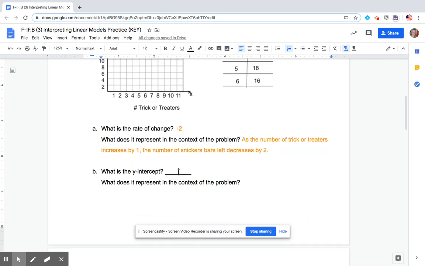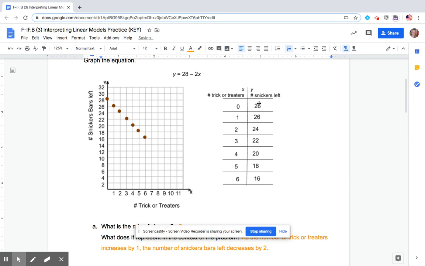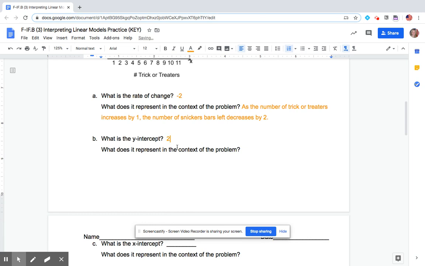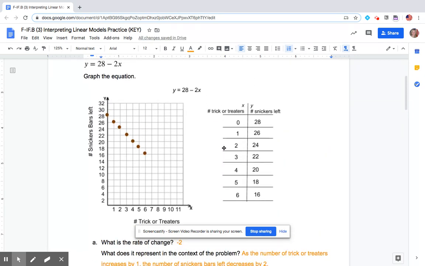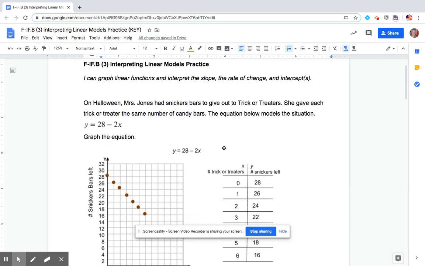And what is the y-intercept in this problem? Well, I can find my y-intercept in my table of values. It's the number that corresponds to 0. I can also find it in my graph. It's the dot that goes through the y-intercept. So 28 is my y-intercept. And what it means in the context of this problem, as you know, to begin with, there were 28 candy bars. In other words, it's called the initial value. That's how I interpret that linear function in context.